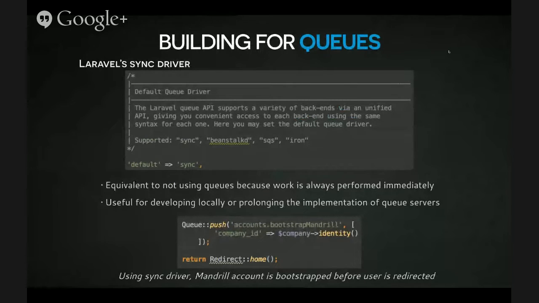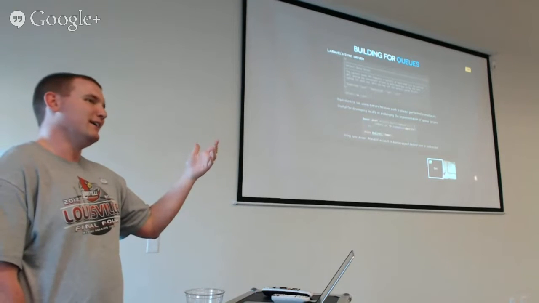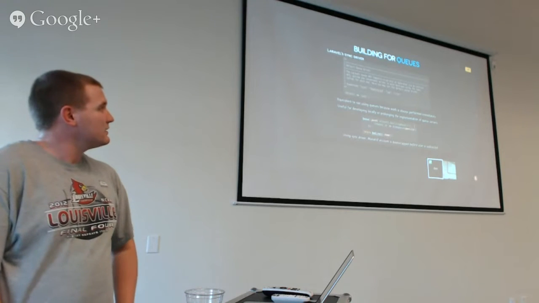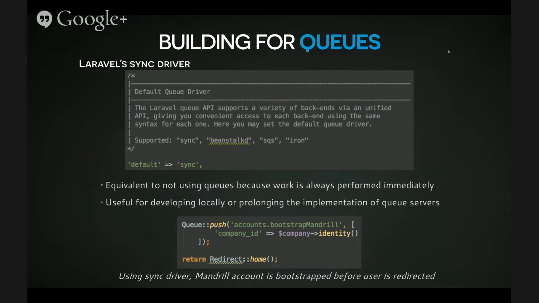So if you're like me, on a side project, I'm probably not going to have queues. Here we use actual queue servers, but at home, some weekend project I'm doing, I'm probably not going to use queue servers. Laravel comes with several drivers out of the box. They're listed there, like Beanstalk, SQS, Iron.io, and there's also a sync driver. The sync driver doesn't require a queue server. It allows you to architect your application to use queues without actually having a dependency on queue servers. It's great for deving locally or prolonging the implementation of queue servers.